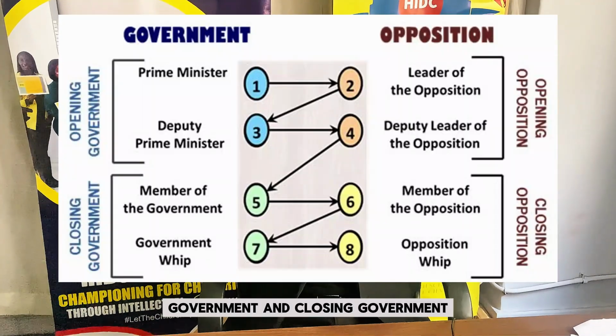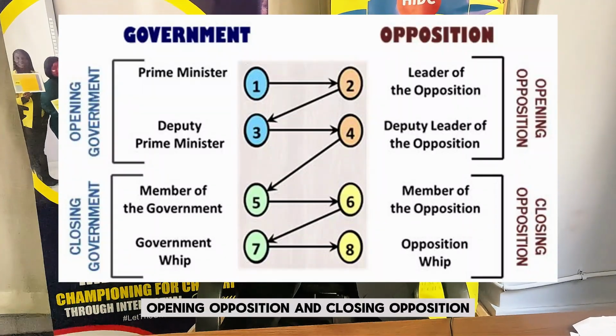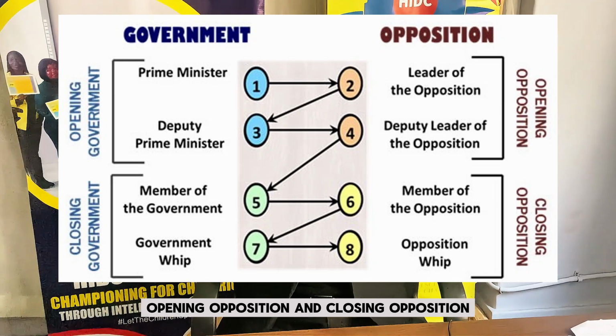What is British parliamentary debating style? British parliamentary is a style of debate where we have two sides. We have the government bench and we have the opposition bench, like in any other debate. However, with this type of debate, we have four teams. Two teams on the government bench side and two teams on the opposition bench side. These teams are namely opening government and closing government, opening opposition and closing opposition.